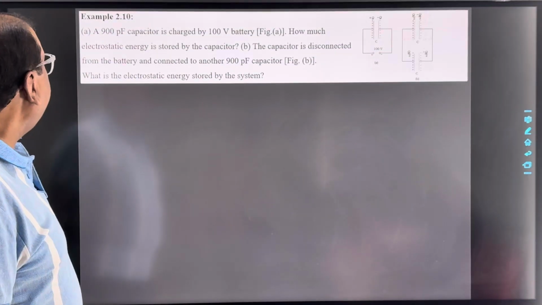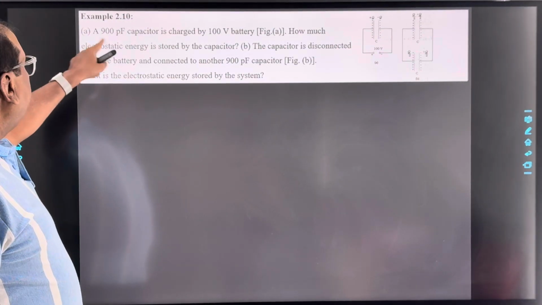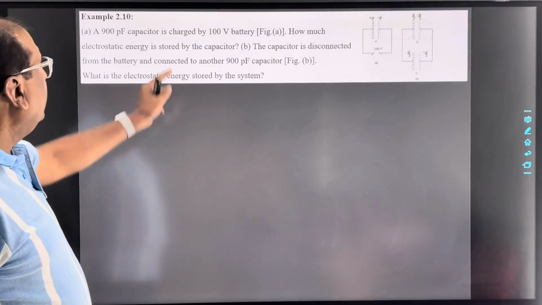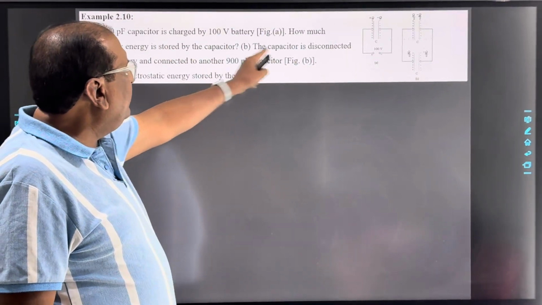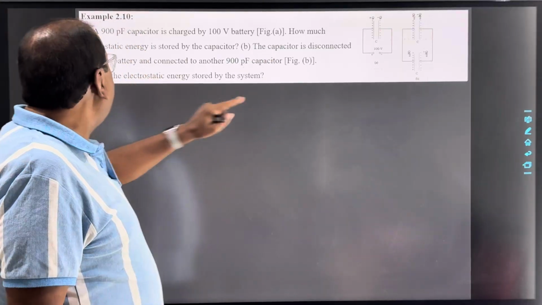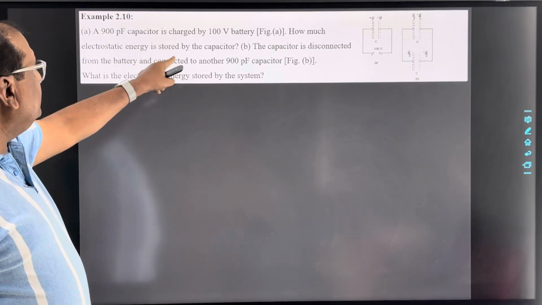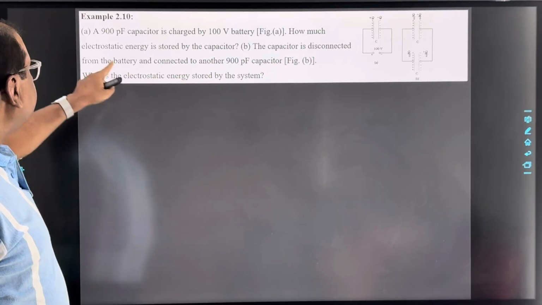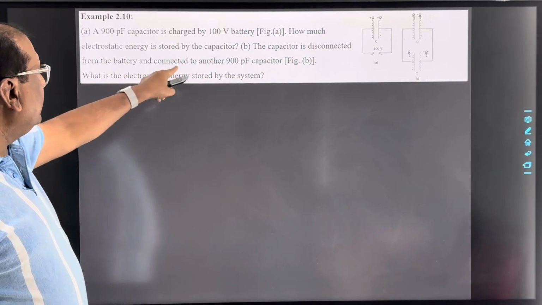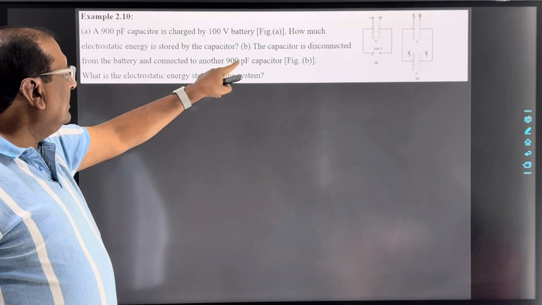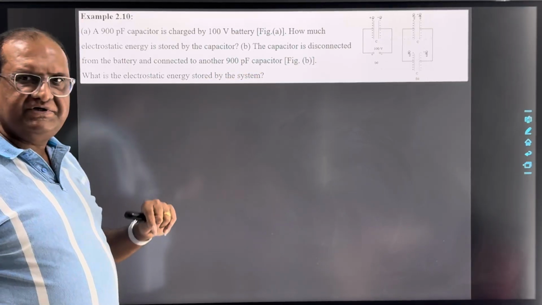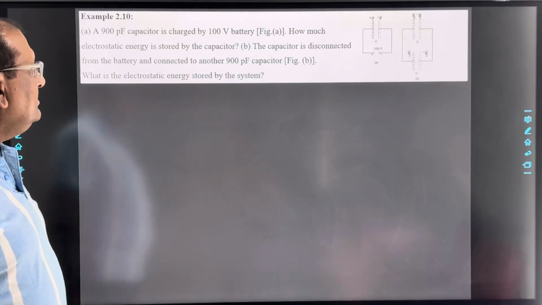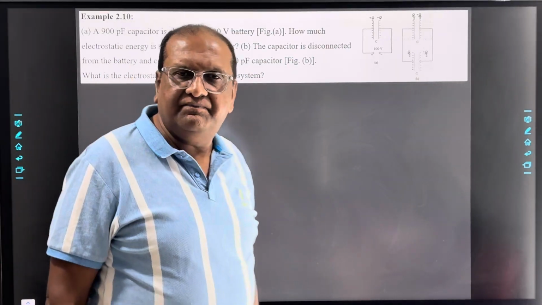Example 2.10. A. A 900 picofarad capacitor is charged by a 100 volt battery, Figure A. How much electrostatic energy is stored by the capacitor? B. The capacitor is disconnected from the battery and connected to another 900 picofarad capacitor, Figure B. What is the electrostatic energy stored by the system?